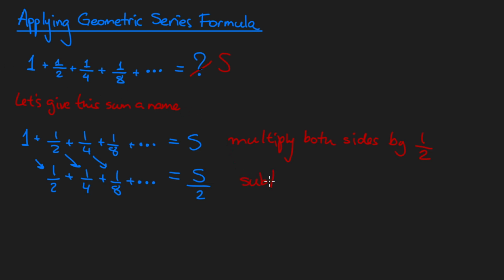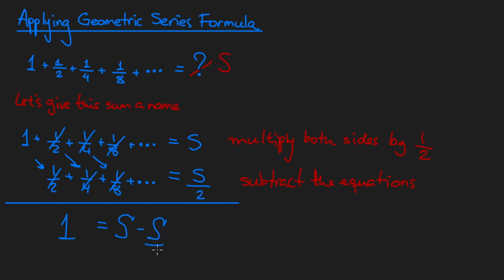Now, let's subtract the bottom equation from the top equation. So if I subtract these equations, note that there will be a lot of cancellations. This 1/2 cancels, the 1/4 cancels, 1/8 cancels, and all the terms will cancel, and all I'm left with is 1. So 1 is equal to S minus S over 2. Now I'm looking for S, so I can combine the two terms on the right, so 1 equals S over 2, or simply S equals 2.